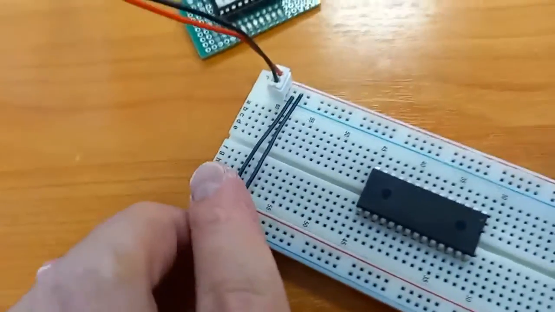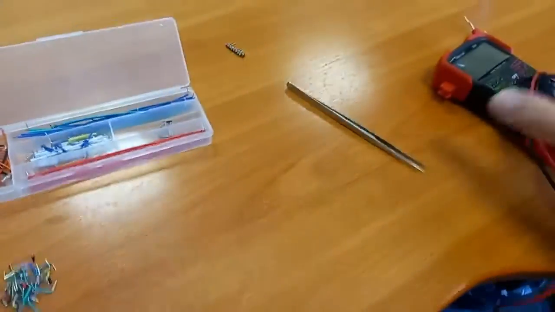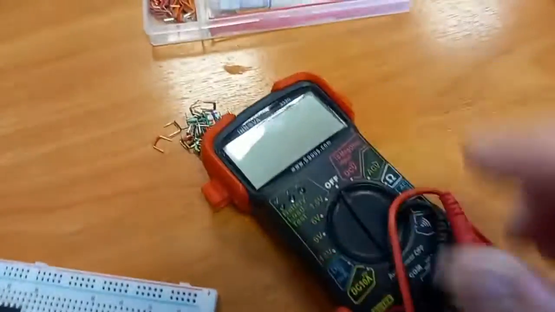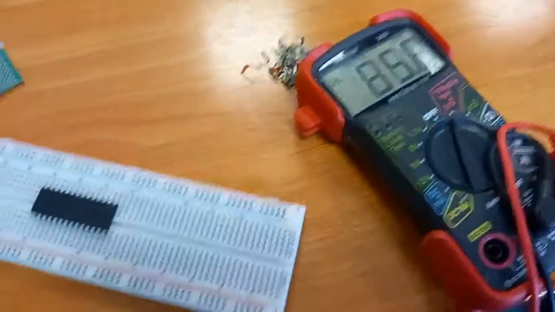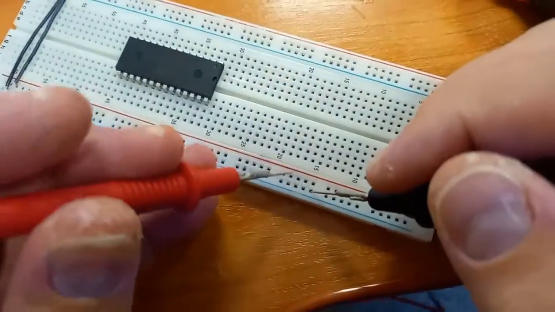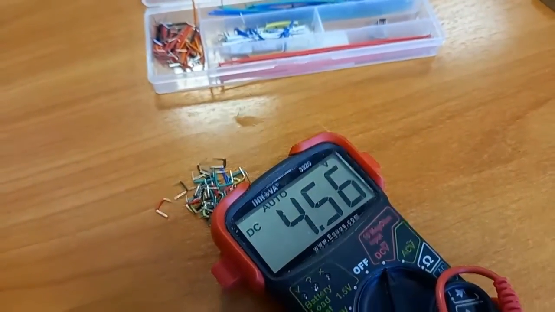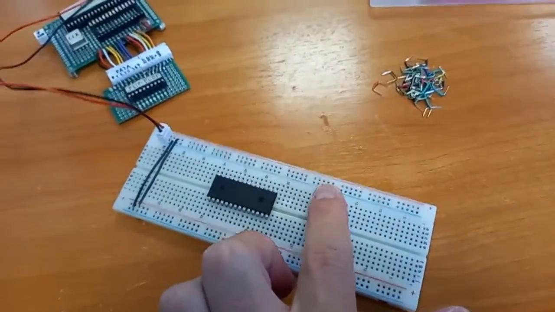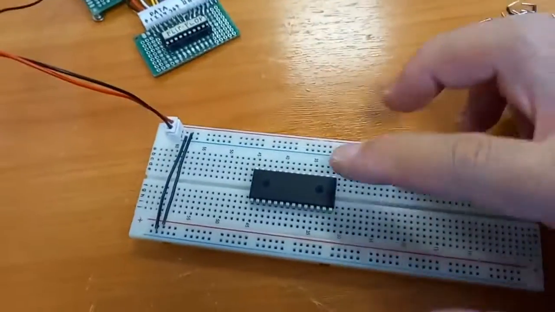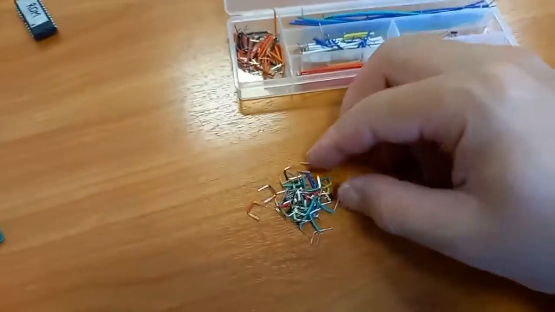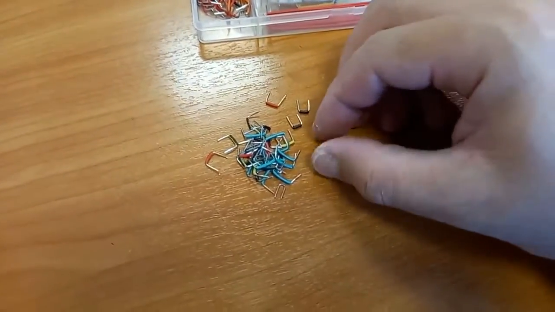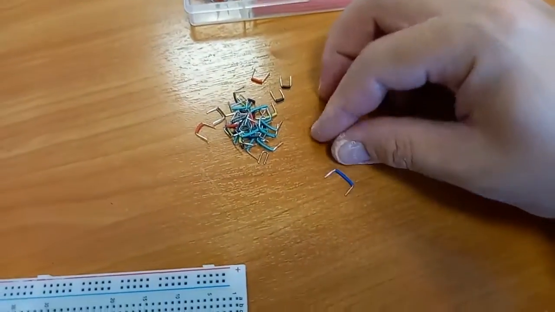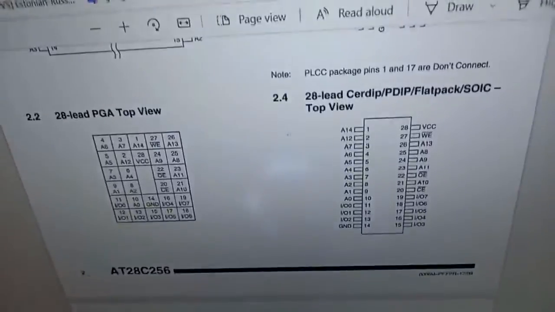And we can check it. If we take the multimeter and we see 4.5 volts. Now we have 4.5 volts here and here. So let's give food to this guy. We will connect leg number, where is the data sheet? Let's take a look once again at the data sheet.